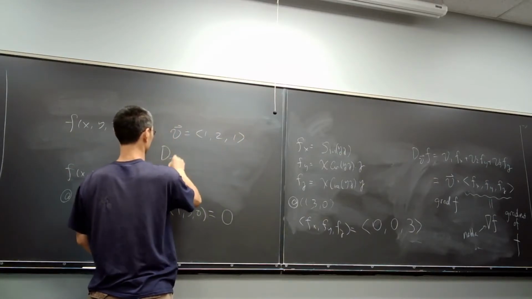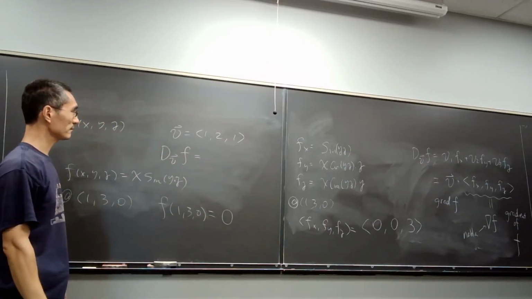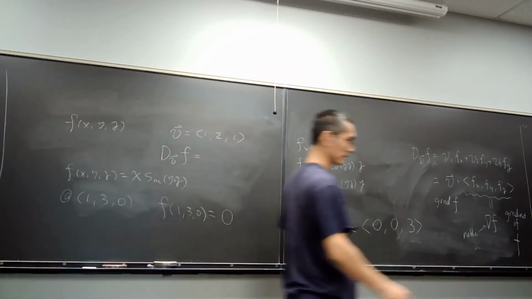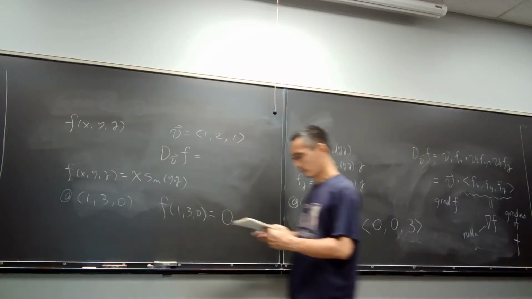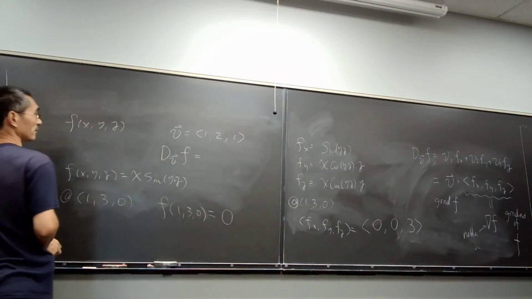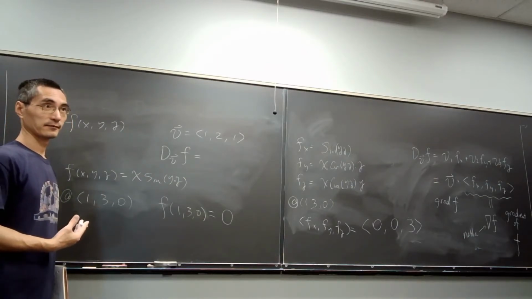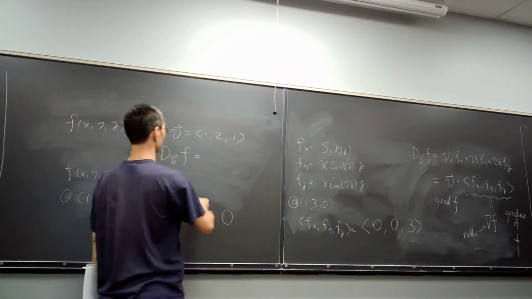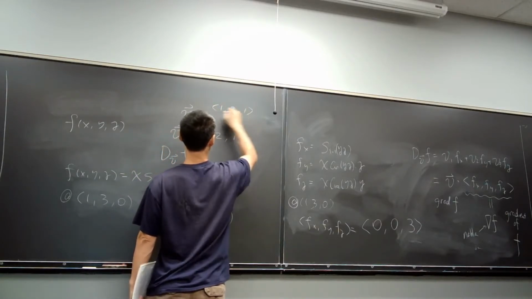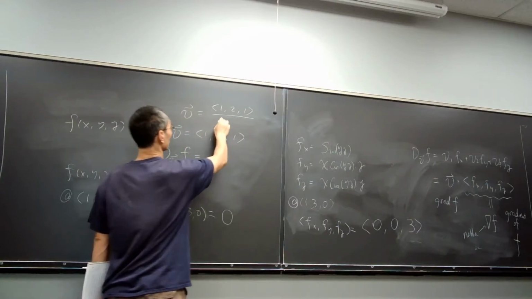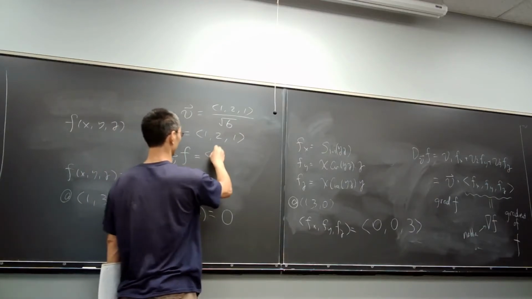And what is that? Well, take the derivative along that direction. To do that, you have to normalize it first. So you have to change this v to 1, 2, 1 over what? Square root of 6. Yes, very good. 1, 2, 1 over square root of 6. Then you can plug in that formula.